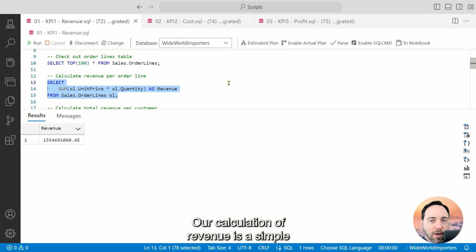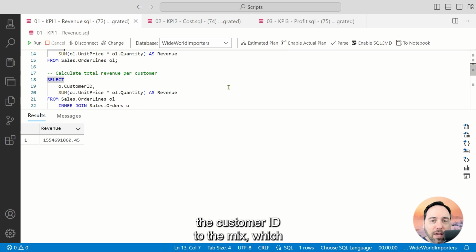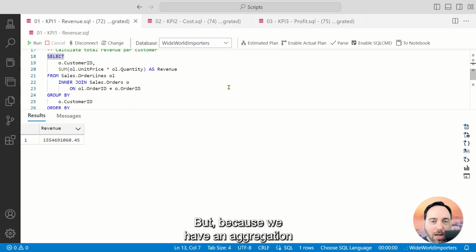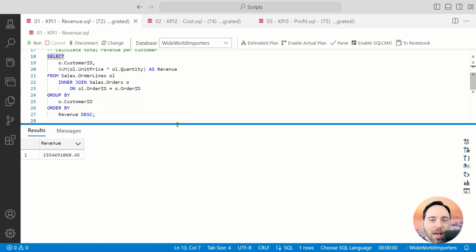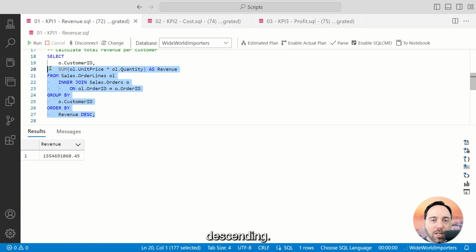Our calculation of revenue is a simple aggregation, but we probably want to do something maybe a little more interesting with it. For example, what about total revenue per customer? Well, that's as simple as adding the customer ID to the mix, which we can get from the orders table. But because we have an aggregation function here in the form of sum, and because we have a non-aggregated column in customer ID, we need to include a GROUP BY clause and include all of the non-aggregated columns in there. Finally, I'll sort by revenue descending.